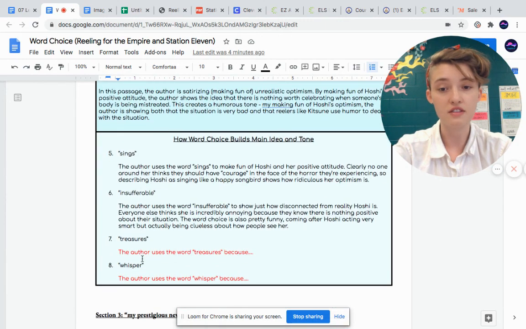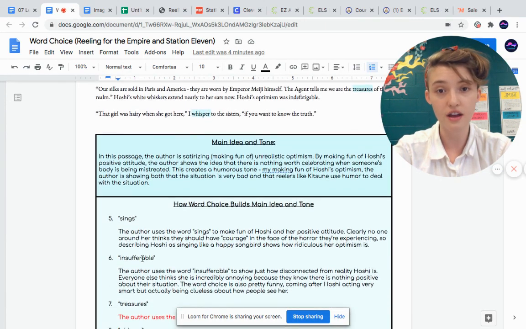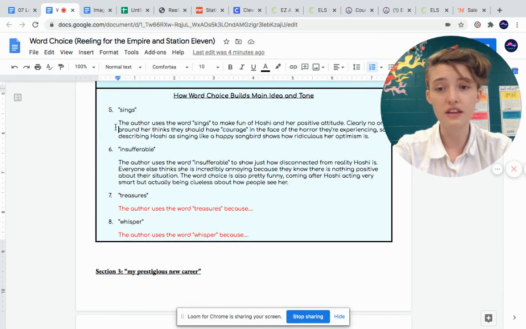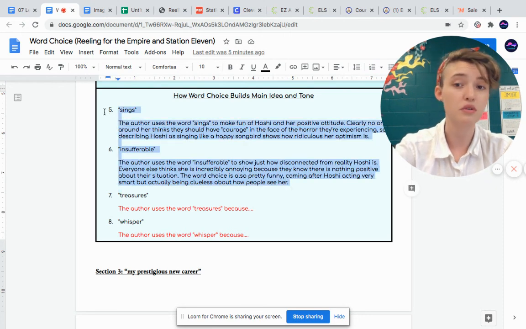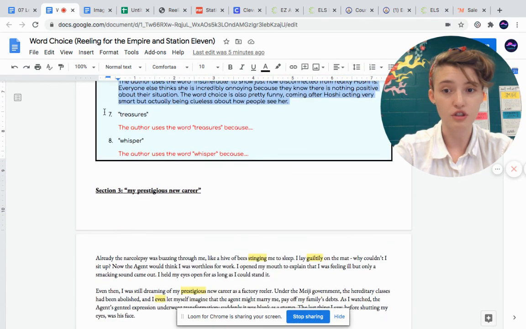You'll do this same thing for 2 more paragraphs. They're also from Reeling. Again, for each of these, I have done examples. So I have filled these out. I would read through them because it'll give you a good idea of what your answer should look like.